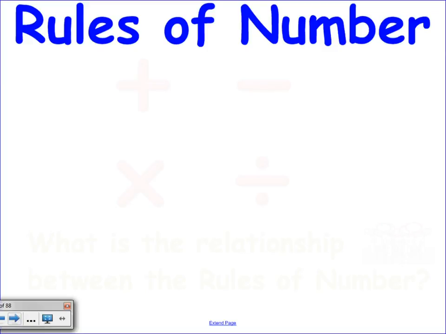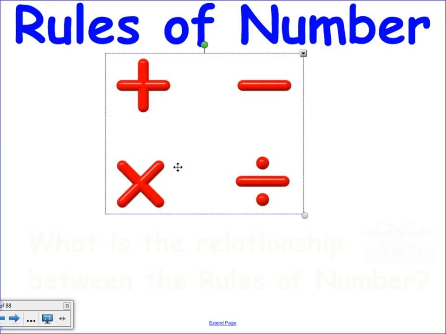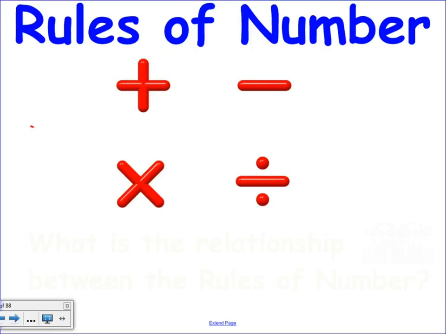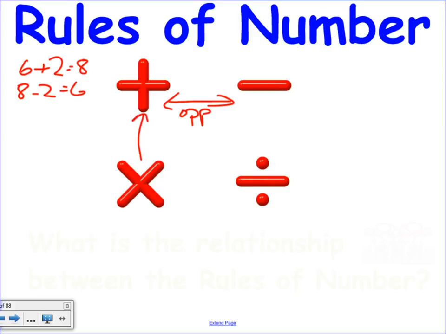Can everyone see what the rules of number are? Adding, subtracting, multiplying and dividing are what we call the rules of number. These are the basic things that allow us to manipulate those numbers we were talking about. And they're related. How are these two related? Plus and minus. In what way are they related? 6 plus 2 gives us 8. Okay, and if I take the 8 and I take away the 2, it takes me back to where I started. So these two are related, and they're opposites. Okay? How are plus and multiply related?